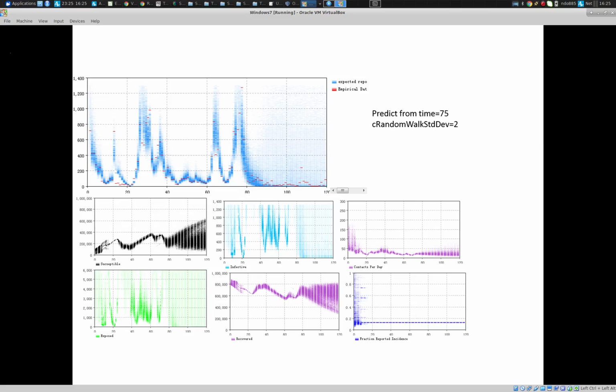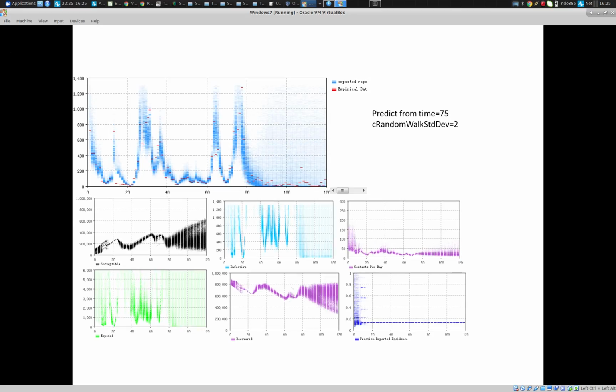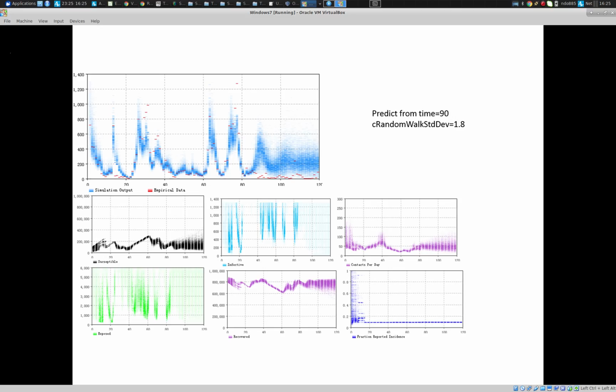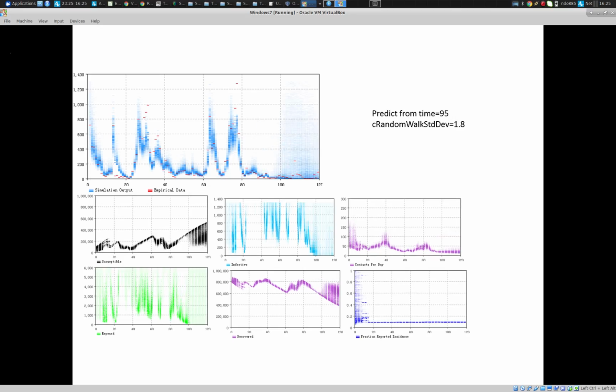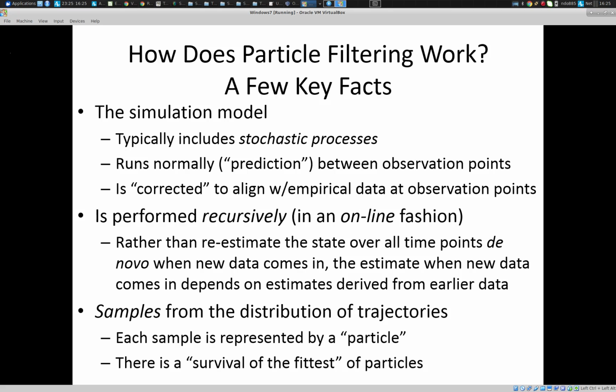This is a representation of how quickly we posit behavior is changing. Here we posit it as being able to change fairly quickly, thereby explaining some of those patterns in terms of predicted from time 90, and this is with a lower behavior change parameter. This is another example of the types of distributions that come out with respect to other quantities, for example, force of infection or fraction of reported incidents that's reported or vaccinated. This was actually for an earlier version of the H1N1 model.